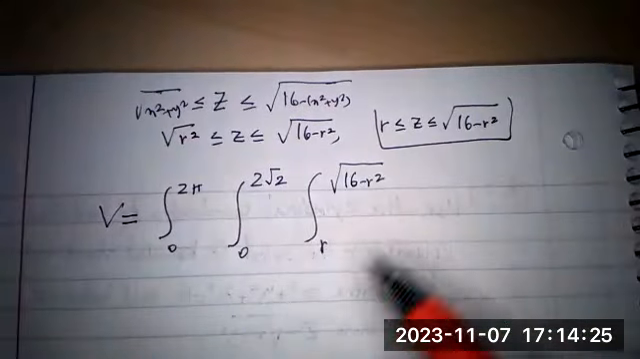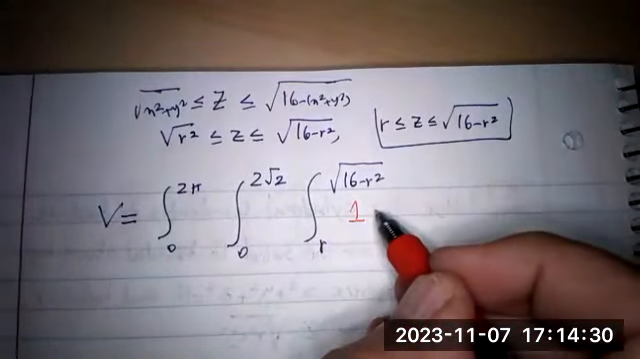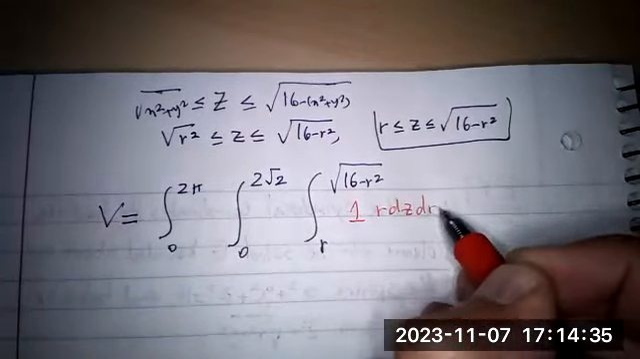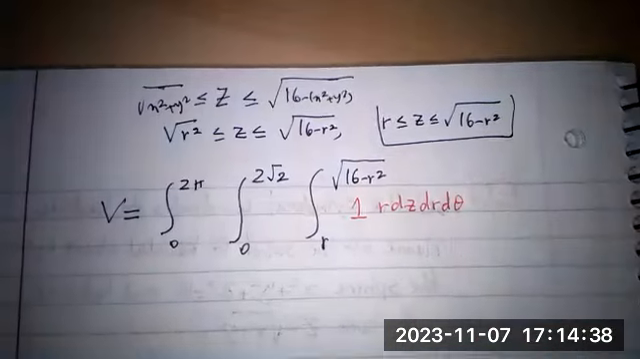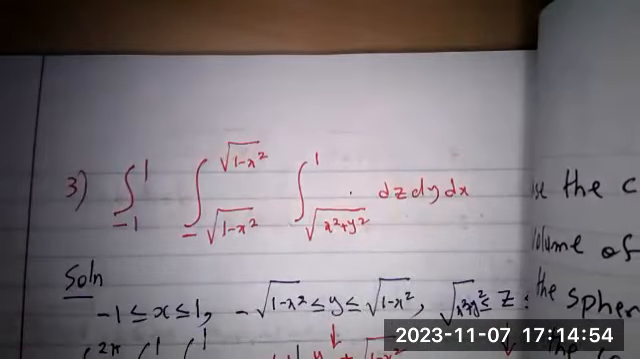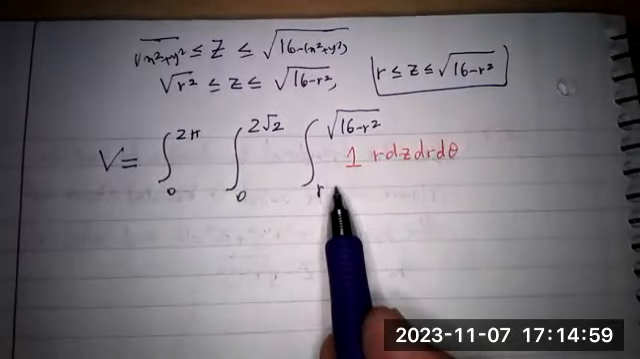Now the function is 1 because it's a volume problem. In cylindrical coordinates it is going to be what? It is r dz dr d theta, and easily can be integrated and get the result. Okay, so to practice, you can check the last problem on the review. I just changed this. This is 16. I think I changed it to 4, but it's the same thing. Now we integrate it. Easy to integrate.